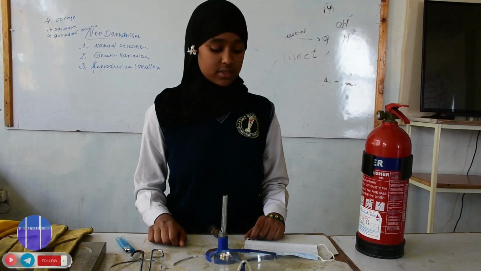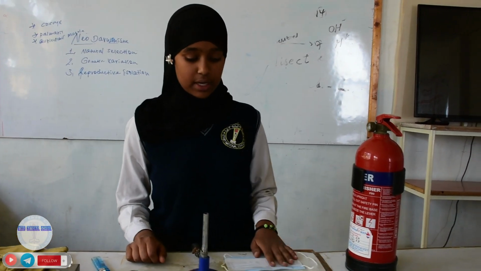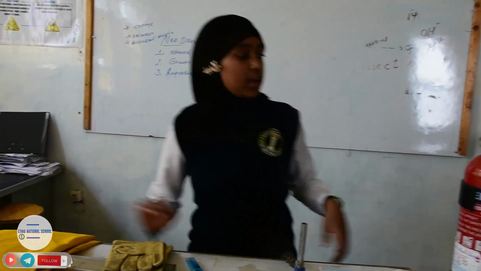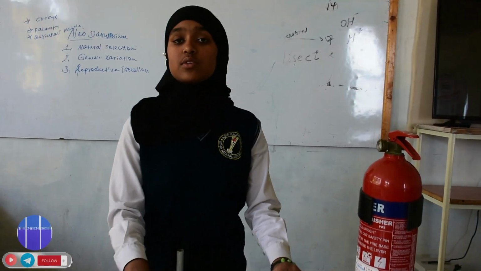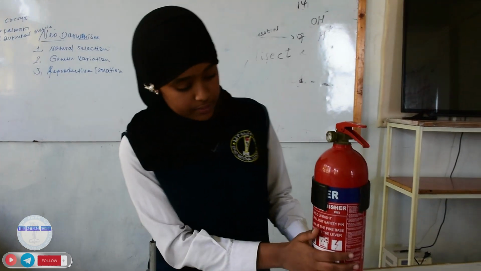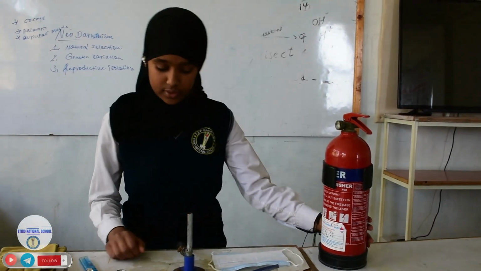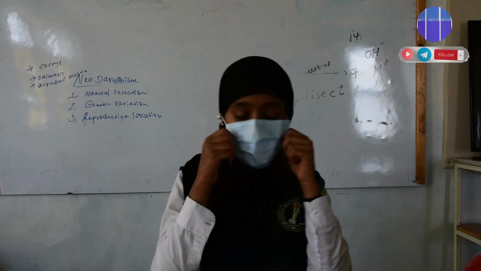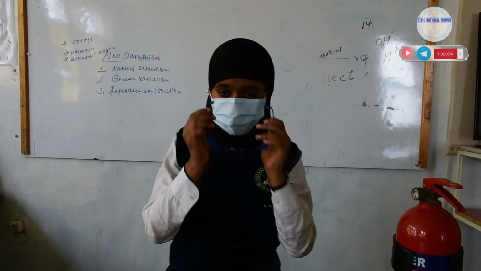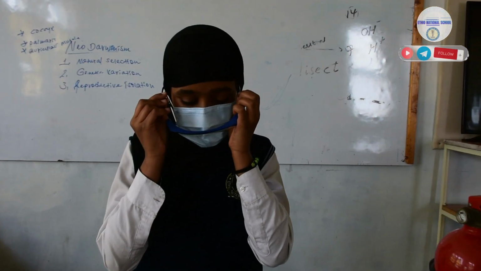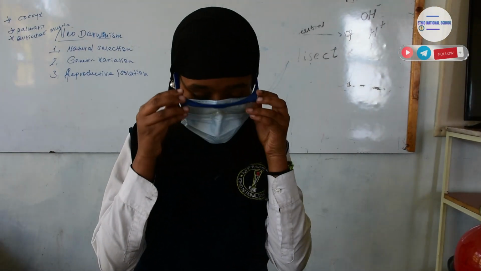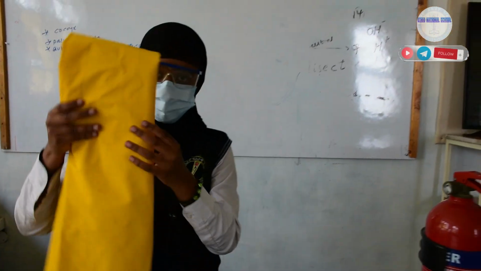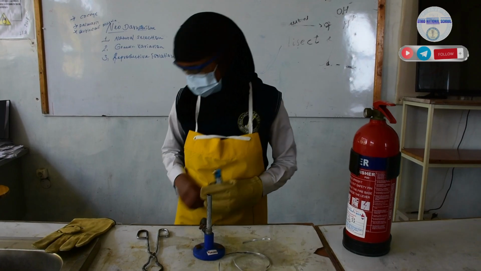And don't forget to wear safety clothes like masks, eyeglasses or goggles, gloves, and an apron. And in case this experiment gets out of hand, we will keep a fire extinguisher by my side. Then I'm going to wear the safety clothes. Then the eye goggles, because it can affect our eyesight. And then an apron.